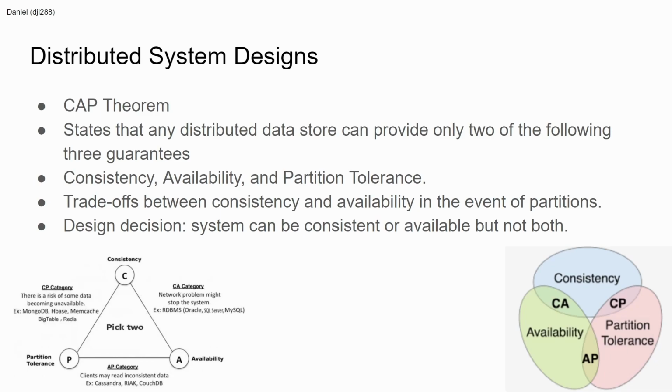First, we're going to go over a little bit of the distributed system designs. And before we go over those, we need to go over the CAP theorem, which states that any distributed data store can only provide two of the following three guarantees: consistency, availability, and partition tolerance. For example, consistency and availability can be traded off in the event of partitions. Therefore, the design decision states that the system can be either consistent or available, but it cannot be both.